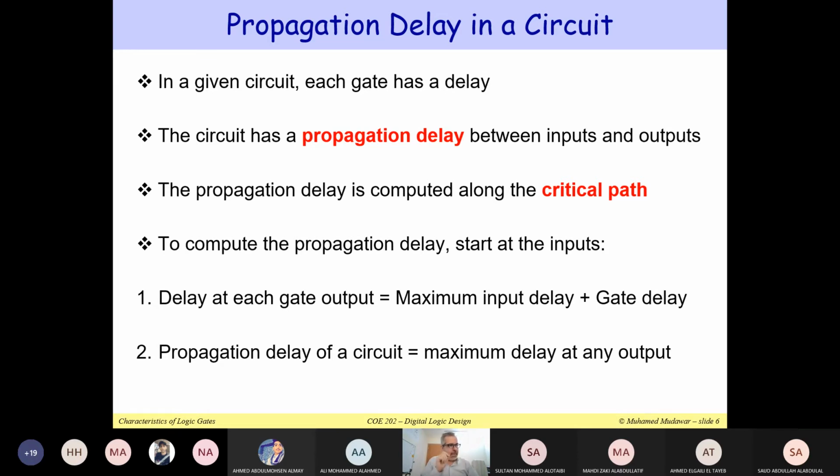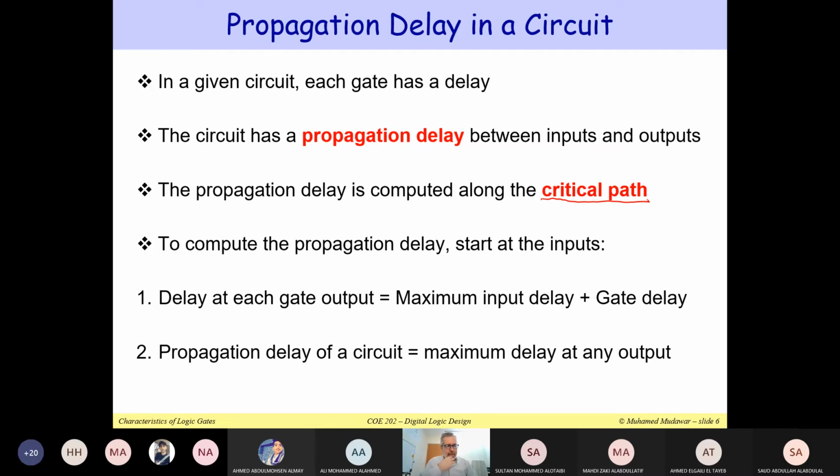For this reason, in order to define a single number, which is the propagation delay, we look at the longest delay inside the circuit. So we define here the propagation delay as the longest delay inside the circuit along the critical path. So the critical path is a path inside the circuit that has the longest delay. This is the meaning of the critical path.